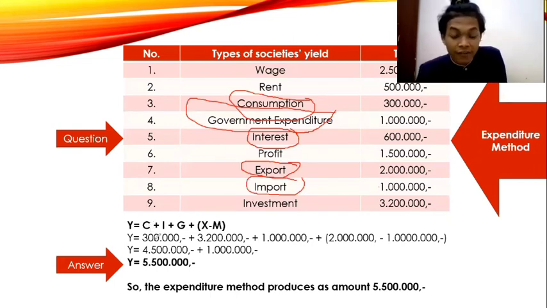For the C itself, we have 300,000 rupiah. And then for the investment, we have 3,200,000 rupiah. For the government expenditure, we have 1 million. And then for the export, we have 2 million minus import 1 million. So here we get the yield as amount 5,500,000 rupiah.